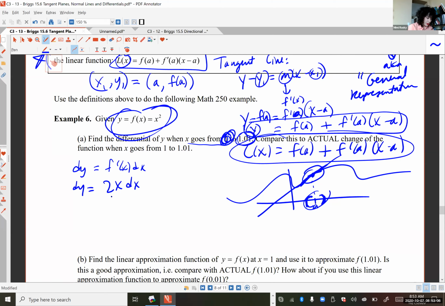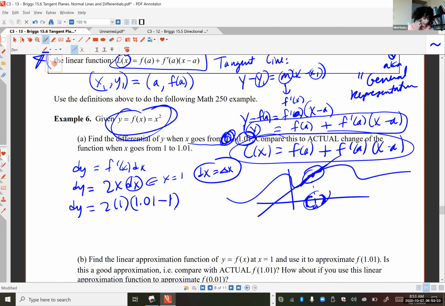Okay, so your dy is you're going to plug in x equals 1 into this mess. So your differential is going to be 2 times 1 times delta x, but delta x is really the same as dx. So you're just going to take the difference of those x values. So you're going to get 2 times 0.01, and this is equal to 0.02. And that's the approximate change of y as x starts at 1 and then goes to 1.01. y will change this much, 0.02.